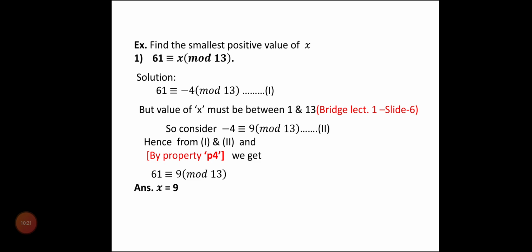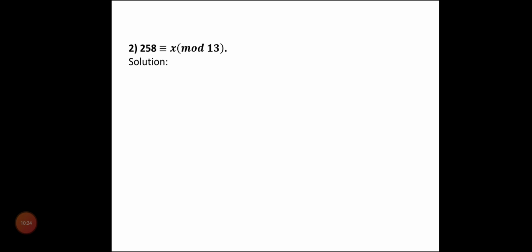Let us see one more example. 258 is congruent to x modulo 13. Now here you will understand why I am saying that you make use of these properties to find the smallest positive value, because here also you can divide 258 by 13 and find the remainder to get the value of x. But we know that 260 is the nearer value to 258 which is divisible by 13. And to get that 260, we consider 258 is congruent to minus 2 modulo 13.